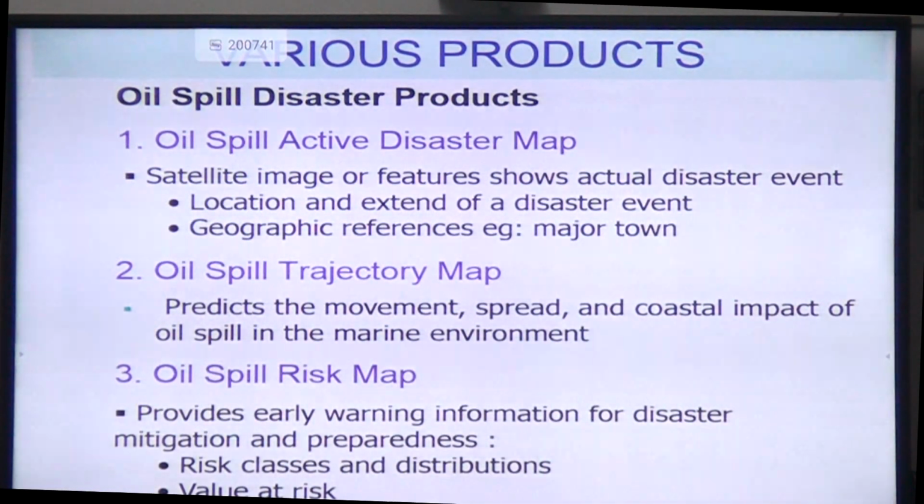The next product that we want to produce is called the trajectory map. That means predicting the movement of the oil spill, and the spread and coastal impact of the oil spill in the marine environment. Then we also wanted to produce a map to provide early warning information for disaster mitigation and preparedness, that can give you these classes and restrictions and manual risk. Environmental sensitivity index. This is something we would have thought about. That is a risk map. That means what are the parameters, socioeconomic or values at risk, that are sensitive to the impending disaster.